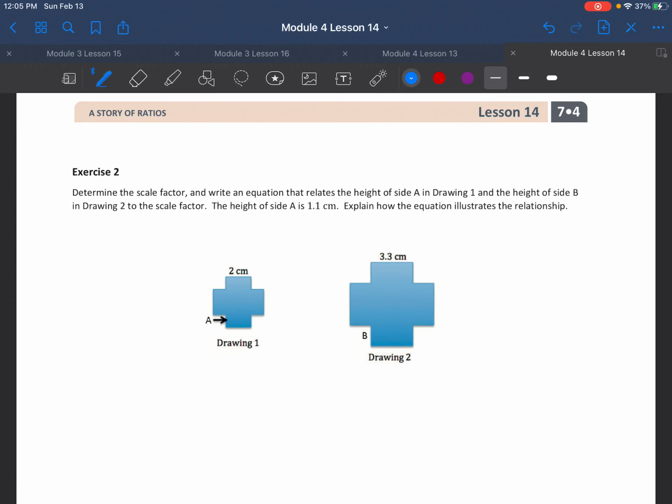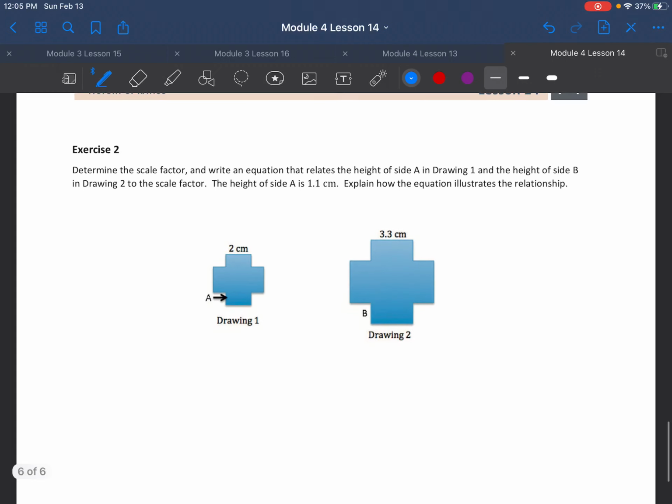Let's look at exercise 2. Feel free at any time to stop if you want to stop for exercise 2 and 3 and give it a try. See if you can come out with the correct answer and then come back and check. That would be great. Determine the scale factor and write an equation that relates the height of side A in drawing 1 and the height of side B in drawing 2 to the scale factor. The height of side A is 1.1 centimeters. Explain how the equation illustrates the relationship.